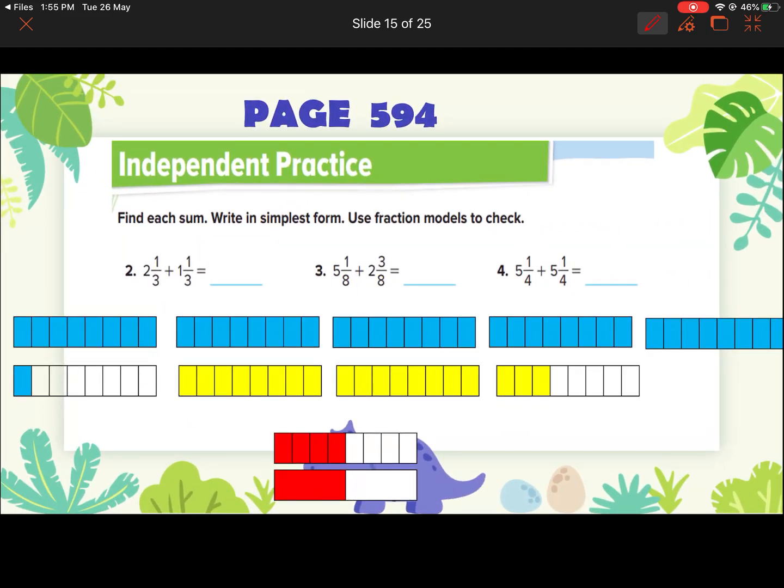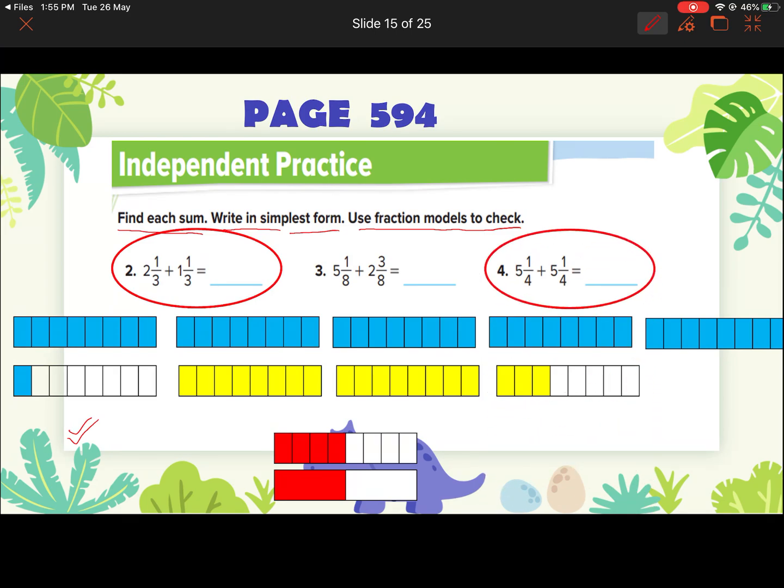Okay dear, now let's see the next question. Independent practice. We are going to find each sum and write it in the simplest form, and we are using the fraction models to check. These models I already did for you. We will do it later. Question number 2 and question number 4, you can do by yourself. We will do question number 3 together.